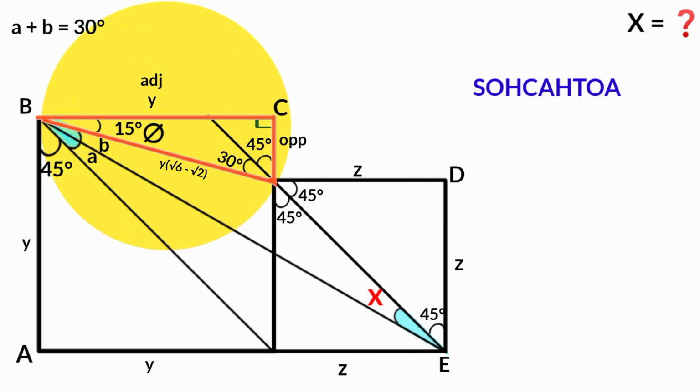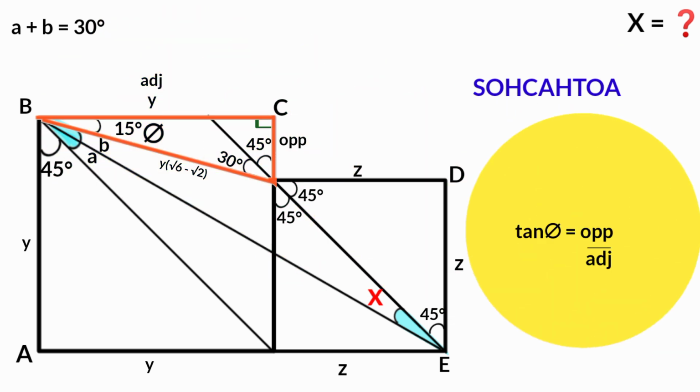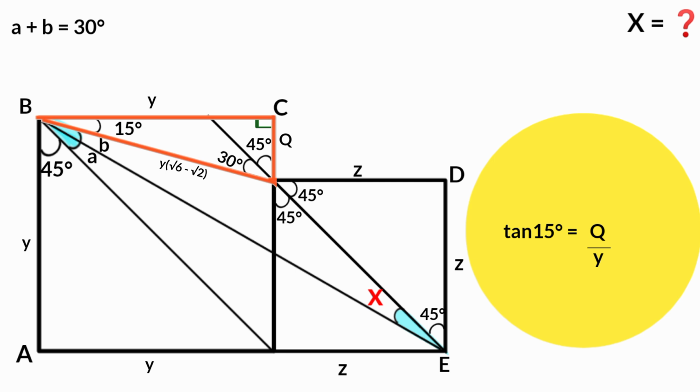Now still on this triangle here, if we use tan theta equals opposite over adjacent, theta is 15 degrees, opposite let's assume to be q, and adjacent is y. So tan 15 degrees equals q over y. Tan 15 degrees is 2 minus root 3, so 2 minus root 3 equals q over y.